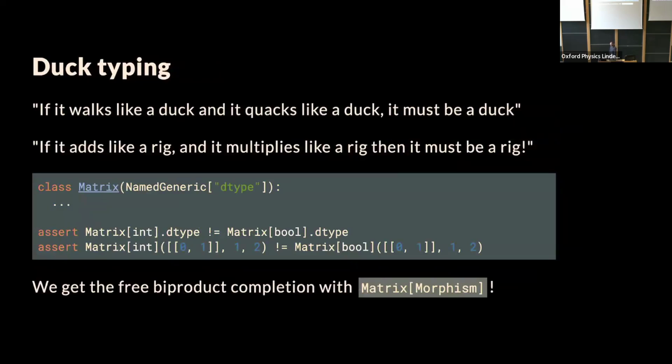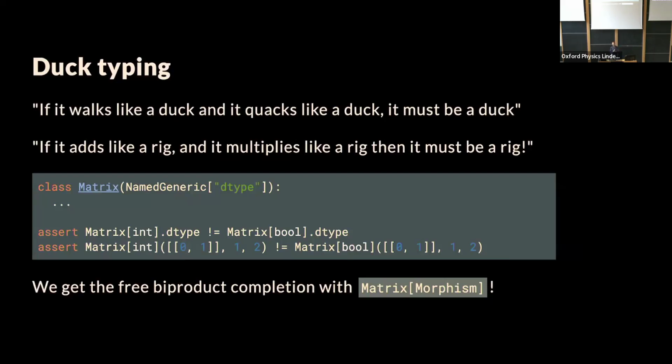Yeah, so there's this important concept in Python. If something works like a duck and quacks like a duck, sorry for this, this is worth 50 pounds, so it must be a duck, right? The same concept holds for functions. I mean, if something adds like a rig and it multiplies like a rig, then it must be a rig.